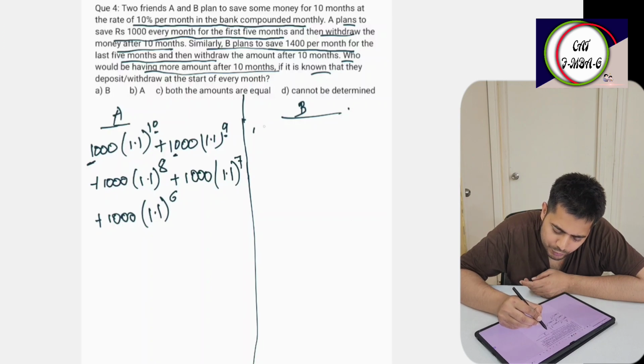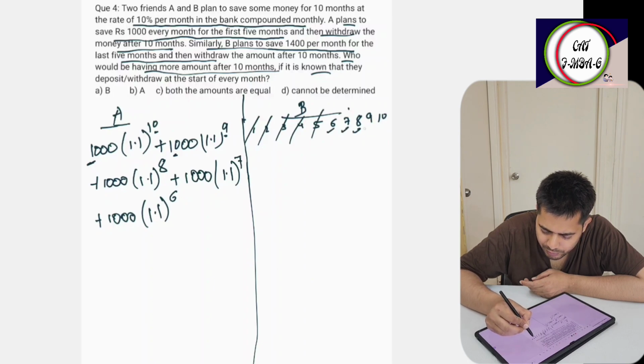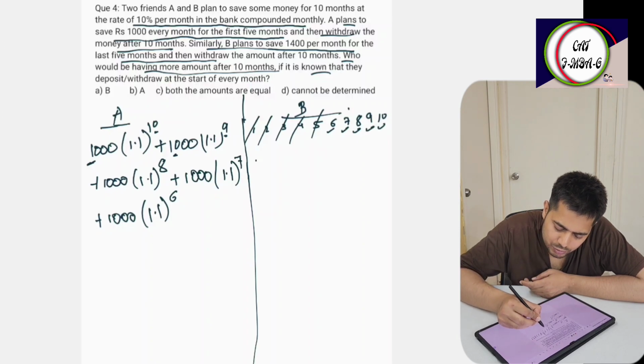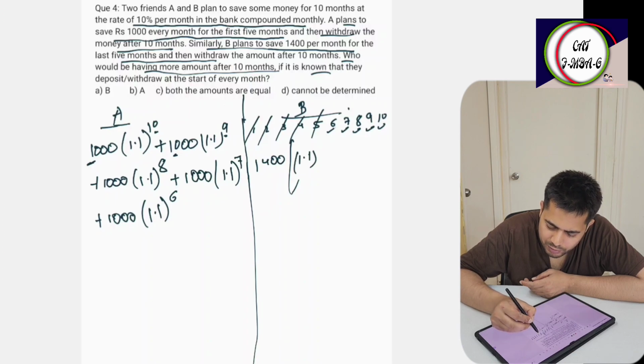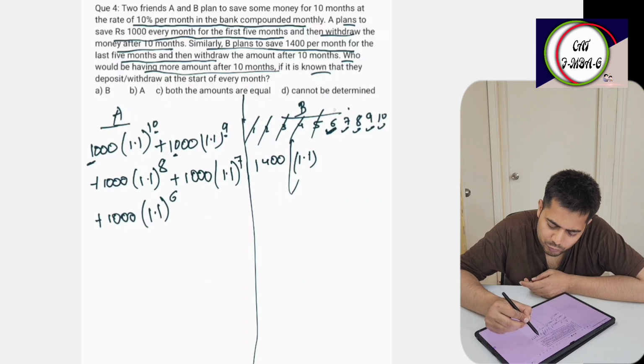B for 1, 2, 3, 4, 5, 6, 7, 8, 9, 10. 10 months are there. No saving for the first five months. He saves for 6 months, 7 months, 8 months, 9 months, and 10 months. So 1400 into 1.1 to the power, the 1400 he has saved in his 6th month will get compounding of how many months? 1, 2, 3, 4, 5 months.